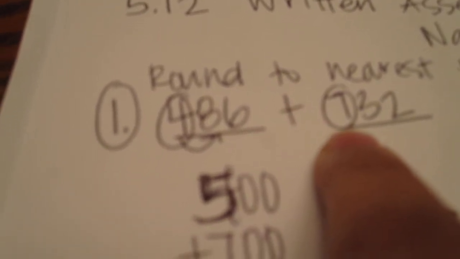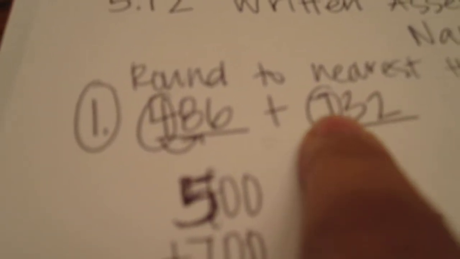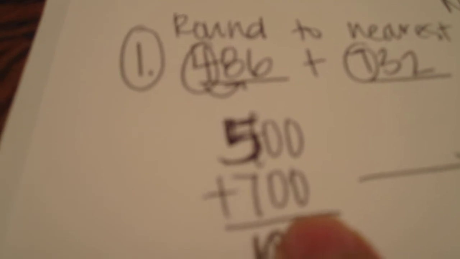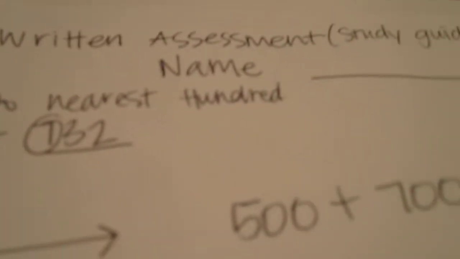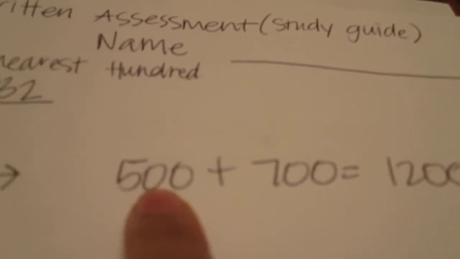Plus, look at the 7. Now look at the 3. It's less than 4. So you round it down. 700. Then you add the 2 and you get 1200. So what you have here, if you're going to explain it in your number model, is 500 plus 700 equals 1200. This is your number model. Let's look at the next one.